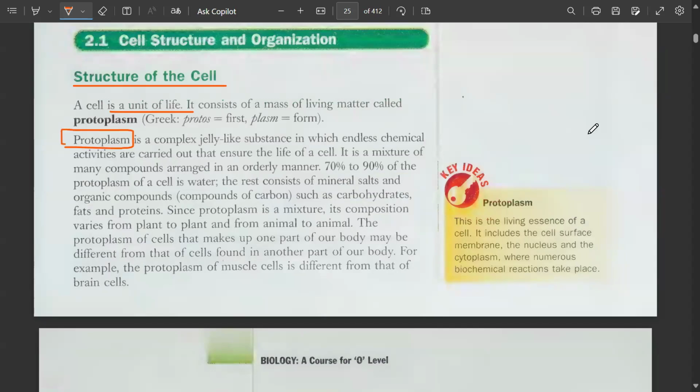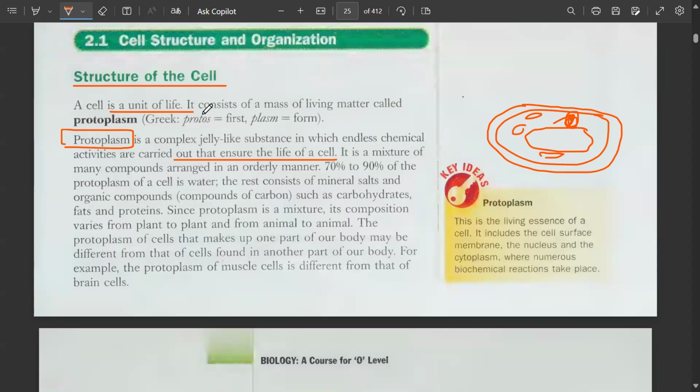Protoplasm क्या क्या होता है? Let's say if this is a cell, except the cell wall, जो कुछ अंदर है बाकी चीजें, जिसमें आपके पास वैक्यूल भी आ रहा है, आपके पास ऑर्गेनेल्स भी आ रहे हैं, everything else that is in there in the cell is known as protoplasm, which is a jelly-like substance in which endless chemical activities are carried out to ensure the life of a cell. Even cytoplasm is a part of protoplasm. साइटोप्लाज्म भी प्रोटोप्लाज्म के अंदर होता है. प्रोटोप्लाज्म के अंदर सारे ऑर्गेनेल्स भी हैं, all different organelles, compounds that are arranged in an orderly manner.